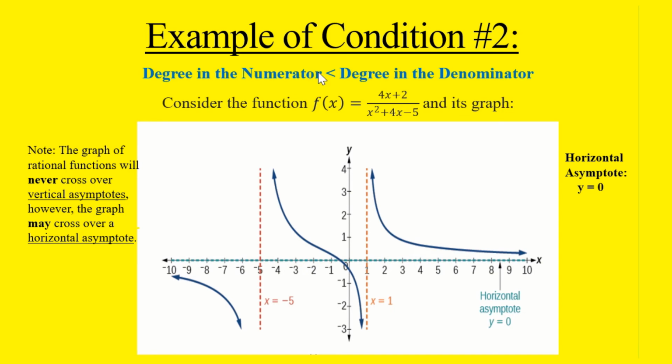So again, since the degree in the numerator is less than the degree in the denominator, then we say the horizontal asymptote is y equals 0. And then again, we'll note that the graph of rational functions will never cross over the vertical asymptote. So the vertical asymptotes are those lines going up and down. Never cross over those. However, the graph may cross over your horizontal asymptote. The asymptote is that line there that goes from left to right.